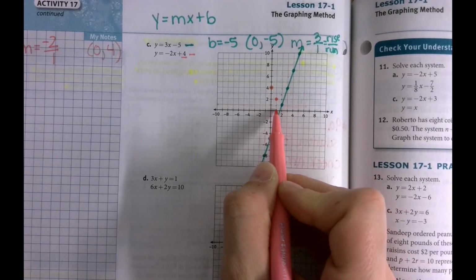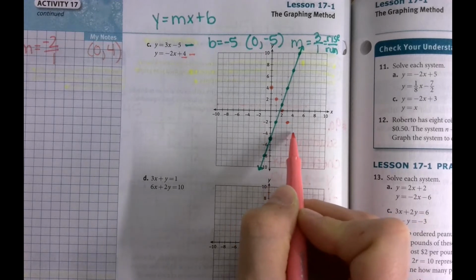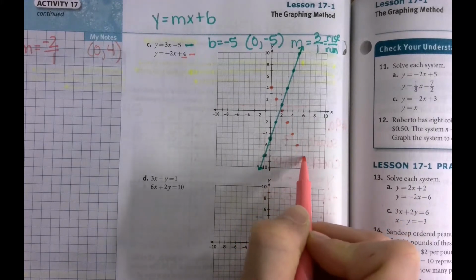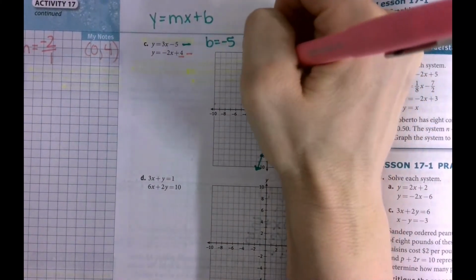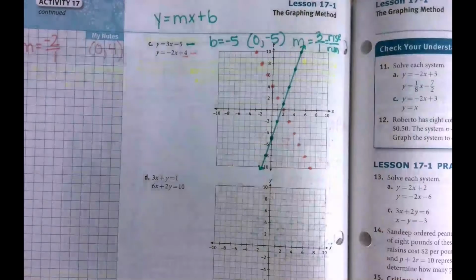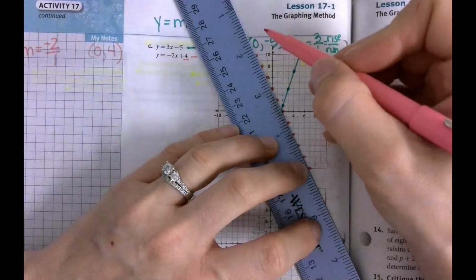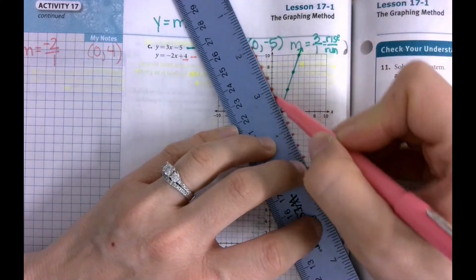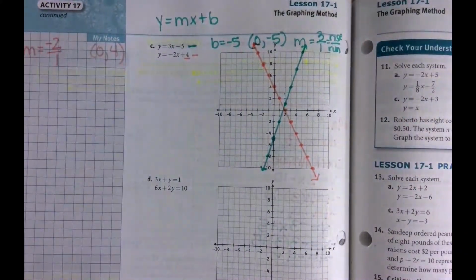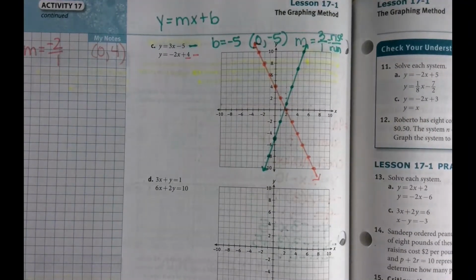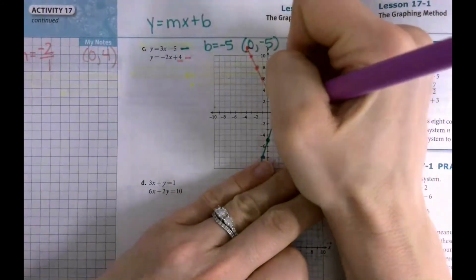So down 2, right 1, down 2, right 1. Opposite direction, up 2, left 1, up 2, left 1. Connect your points. Then to find the solution, we have to find the ordered pair where they intersect. So where both these lines meet, which is going to be right here.